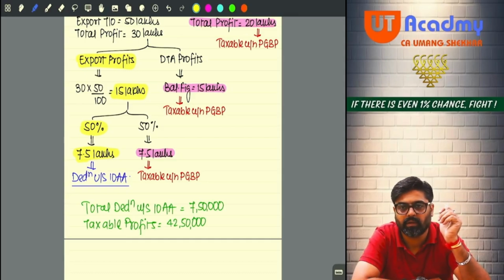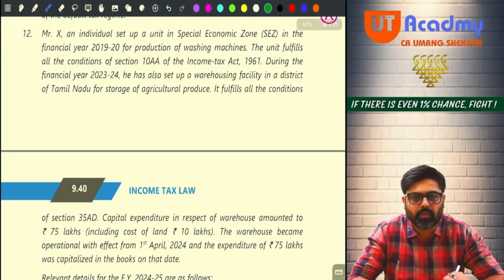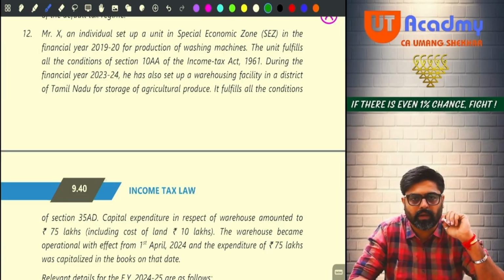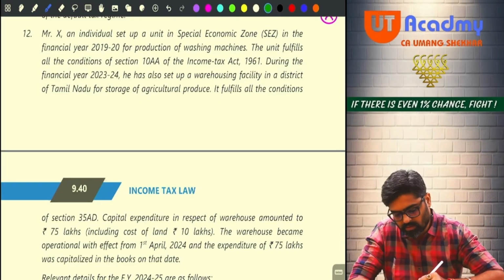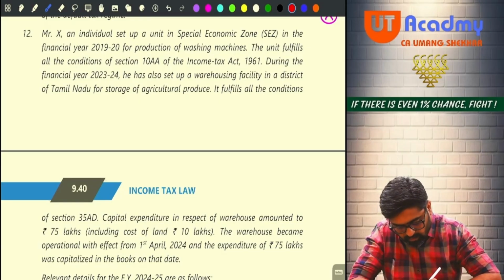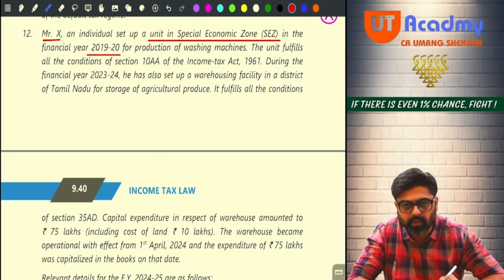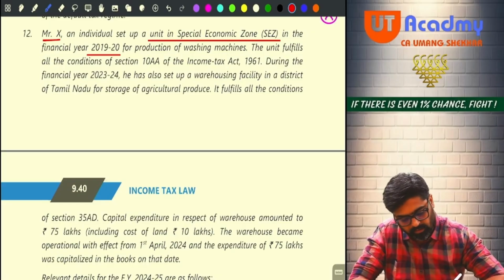Done, sir? Should we move on to the next question? Okay. So now we are solving question number 12, which is given in your computation of total income topic. Right now, test your knowledge. Question number 12. Mr. X, an individual, set up a unit in SEZ in the financial year 1920 for production of washing machines. Very good.